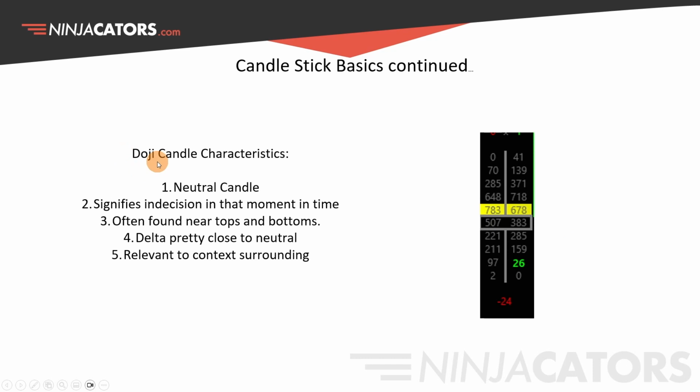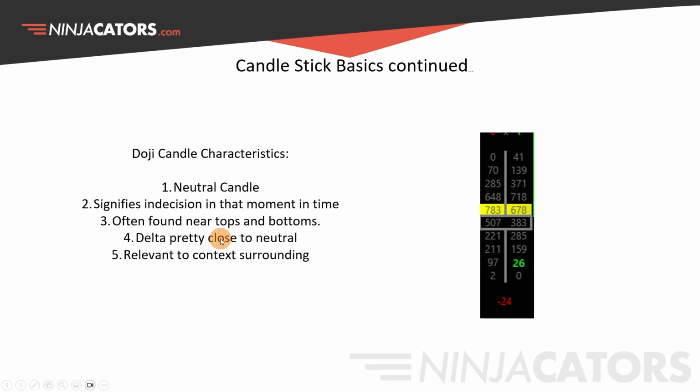This is a Doji candle. And I highlighted one here for you, and I zoomed in a little bit so you could see some of the intricacies of the numbers. This is a neutral candle. It signifies indecision in that moment in time, often found near tops and bottoms and fake outs and stalls and so on and so on. They do appear in quite many places, but they're often found near tops and bottoms.